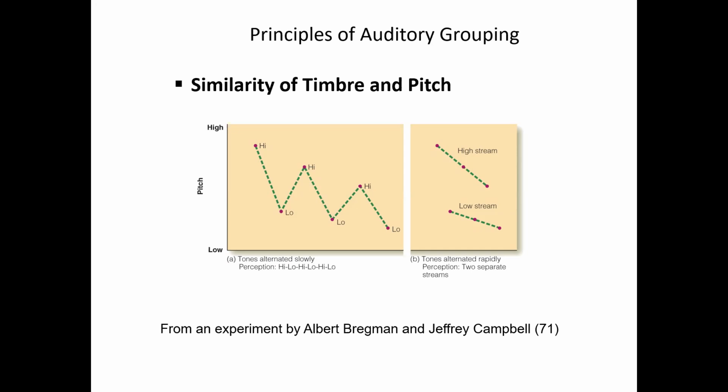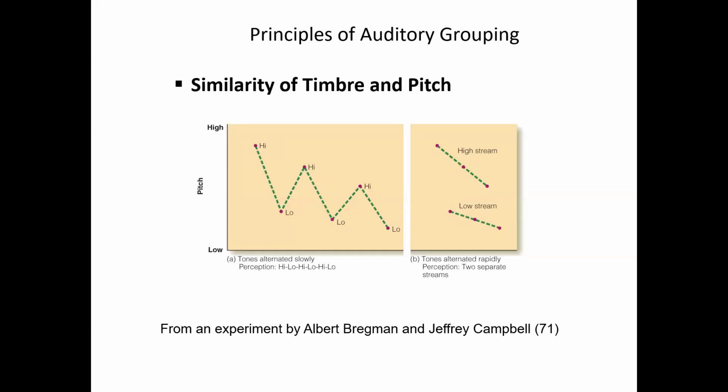And so, with time going along the x-axis, what the first figure shows is that it's going along a little bit more slowly. They would play a high and a low and a high and a low and a high and a low like that. And people interpreted that as a melody going high, low, kind of bouncing around. We kind of don't like that, but if it's going slowly enough, that's how we interpret it.